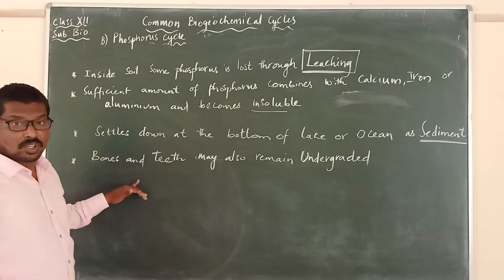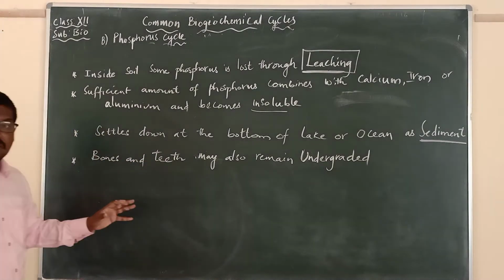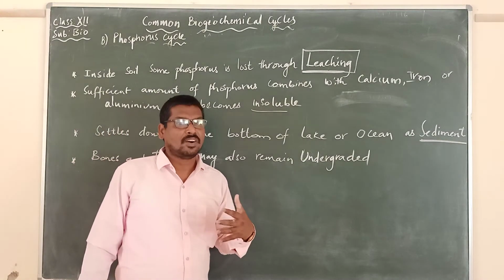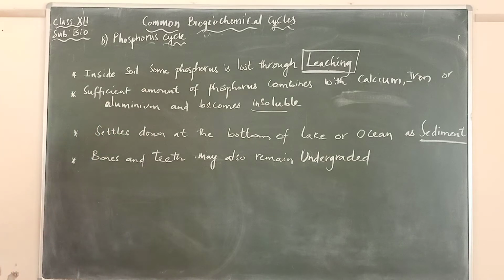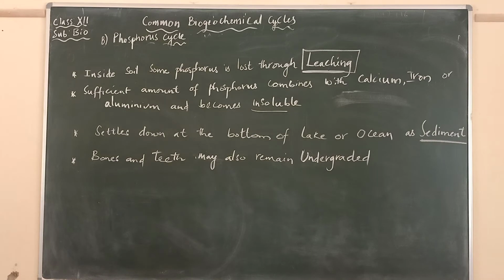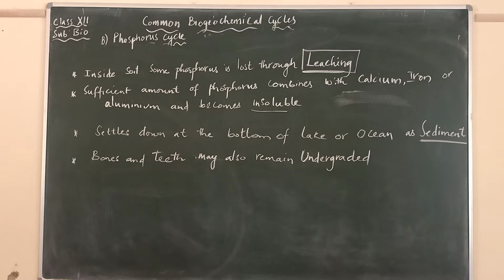So all this is present in various ways, but it can be obtained by mining also. It is not available directly, but it can be obtained by the mining process, or otherwise by weathering of rocks it can be obtained again. So these are simple points that we have to keep in mind. And if it is not by weathering and mining, it settles down and becomes part of the lithosphere.